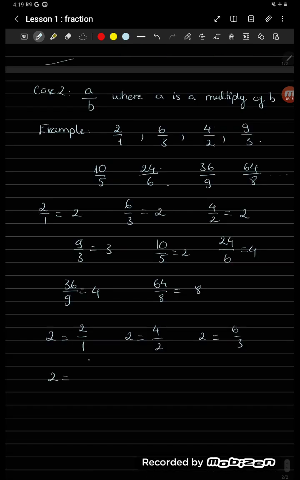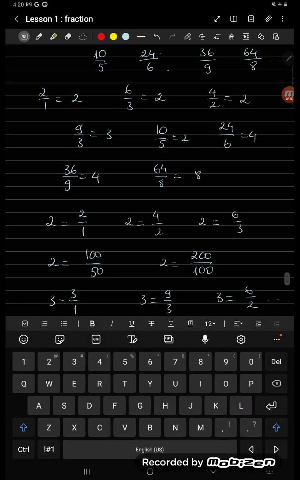Or 2 equal to 100 over 50. Or 2 can be written as 200 over 100, right? So one whole number, you can write it as a fraction in many different ways. It's similar: 3 we can write as 3 over 1, we can write as 9 over 3, we can write as 6 over 2, and so on and so forth. So that's case 2 of fraction.